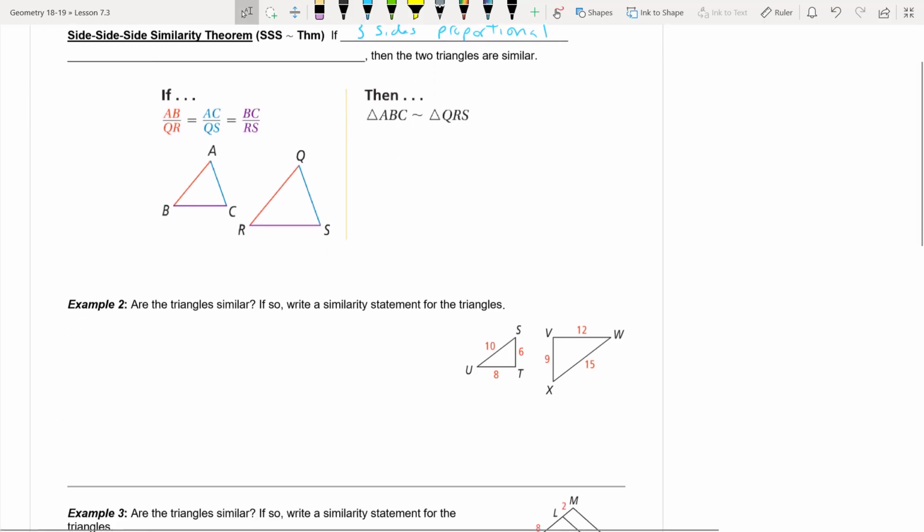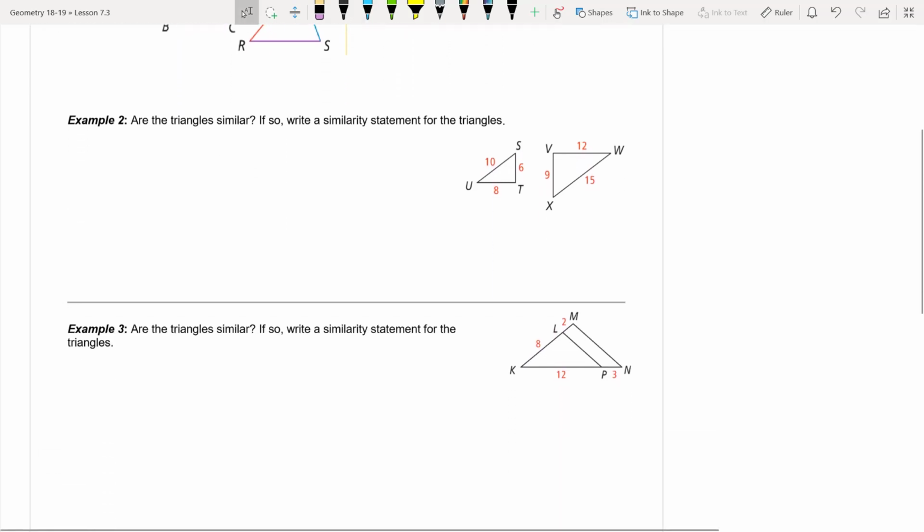Taking a look at our two examples here, they want to know, are they similar? And if so, write a statement to state that they're similar. If we look closely at these, I'm going to use my smallest numbers in each one. In ST, it's 6, and in VX, it's 9. And that's going to simplify to 2/3. Now, if I can't create two more fractions that have 2/3, this one was ST over VX, then we don't have similarity. The nice part is, if we don't have similarity, it actually goes much faster. We're almost rooting for it to not have similarity.